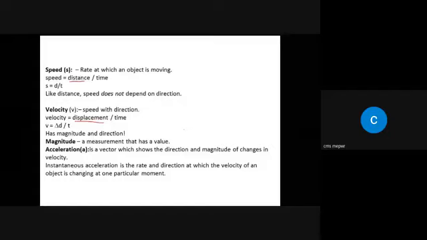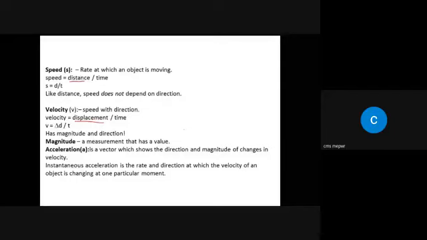So what is magnitude? It is a measurement that has some certain value, for example 26 kg, or 19 meters. Now what is acceleration?